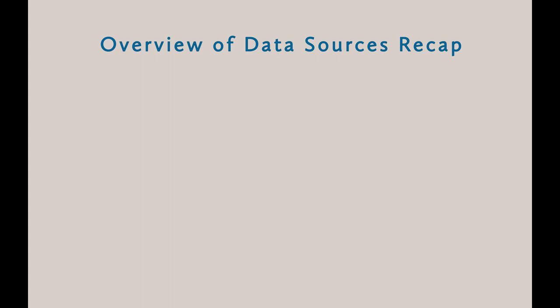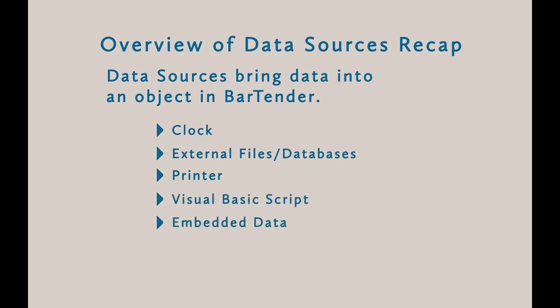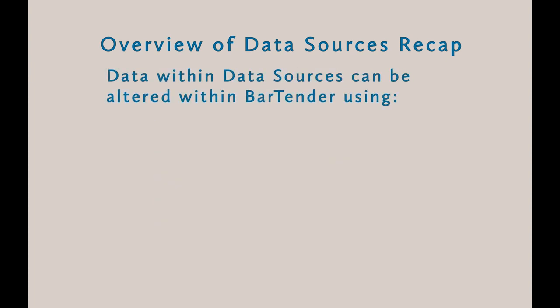To quickly recap, in this video we showed you how data sources are used to populate objects in your document with data. A data source can be a clock, from external data sources, your printer, VB script, or embedded data that you type directly into BarTender. You can alter the data within an object by changing the data type or using transforms.